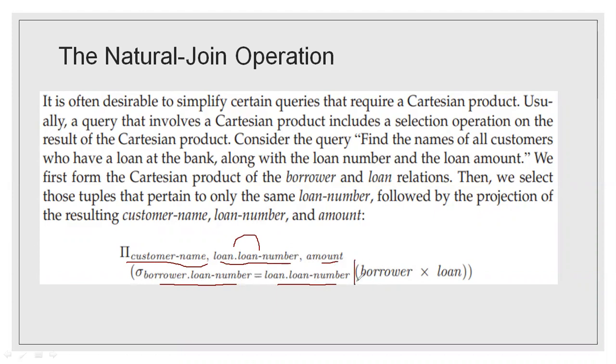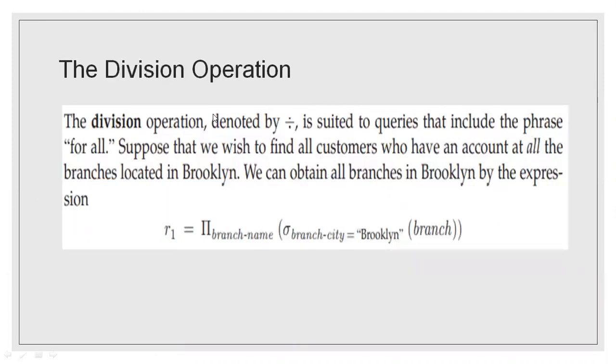So this is what is required for the Cartesian product. Borrower times loan is nothing but the Cartesian product. On this Cartesian product, this query is applied. So this is called the natural join operation. I hope you understood. Let us go to the next.